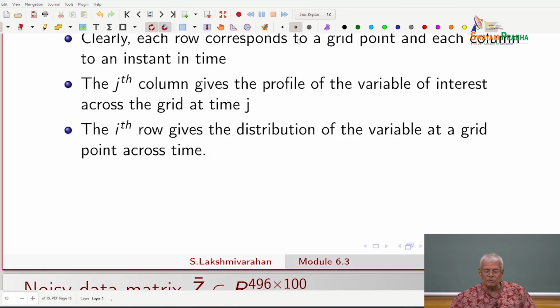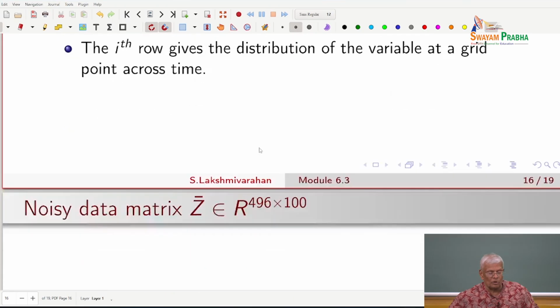The jth column gives the profile of the variable of interest across the grid at time j. The ith row gives the distribution of a variable at that particular grid point across all time. For example, I can think of the maximum temperature at 12 noon in the city of Madras over the past 100 days. So the spatial domain is fixed. I am talking about the temporal domain variation.